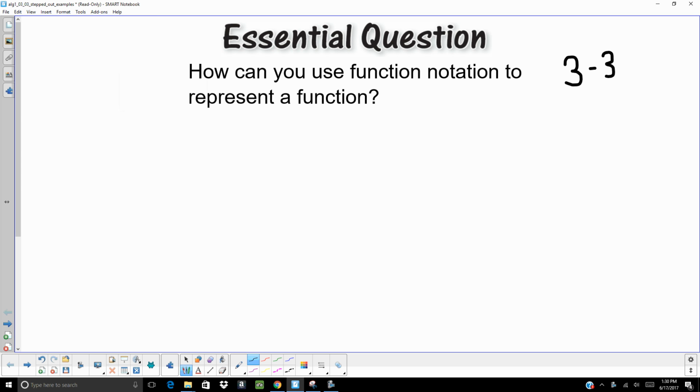Hello. Today we are doing chapter 3, section 3 in Algebra 1. Our essential question is, how can you use function notation to represent a function?